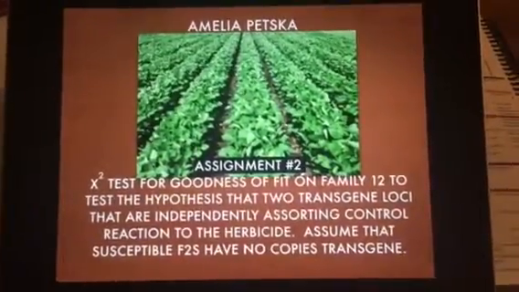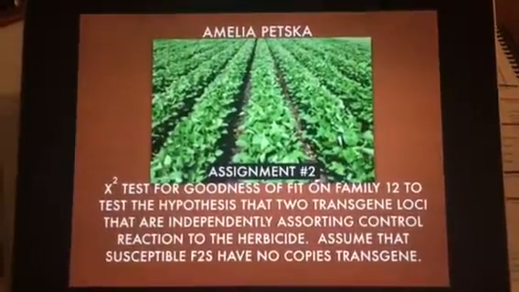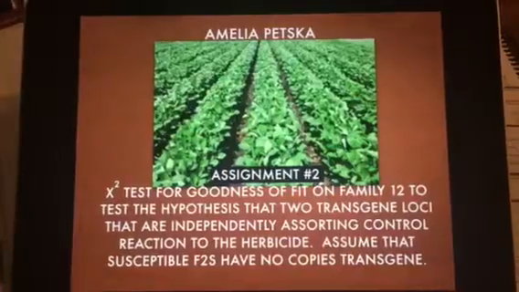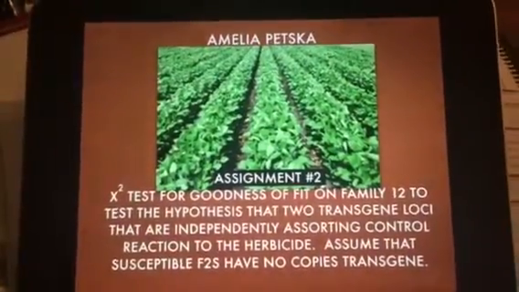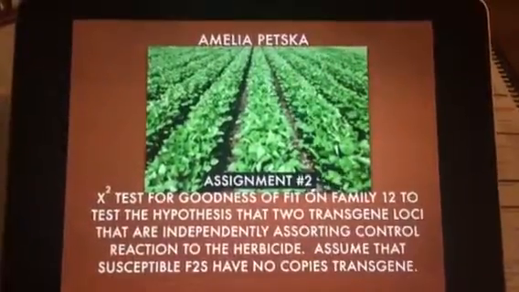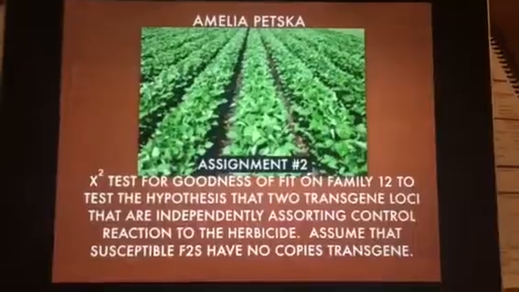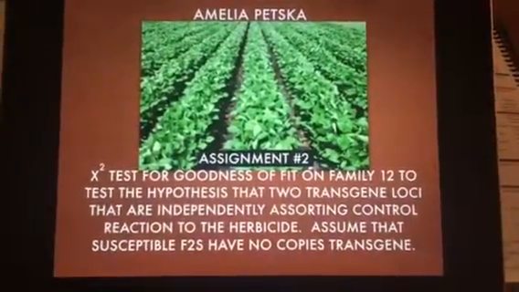For some reason my TechSmith Relay did not want to work, so I'm going the old-fashioned way and recording myself doing this presentation. For this assignment I chose question number 3, which is a goodness of fit for the 2 loci of control for family 2.